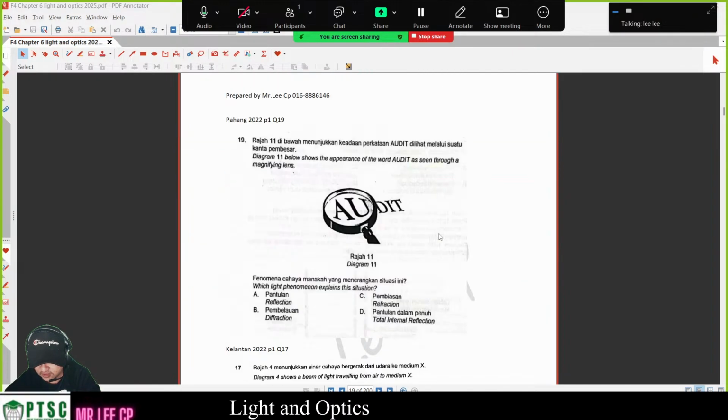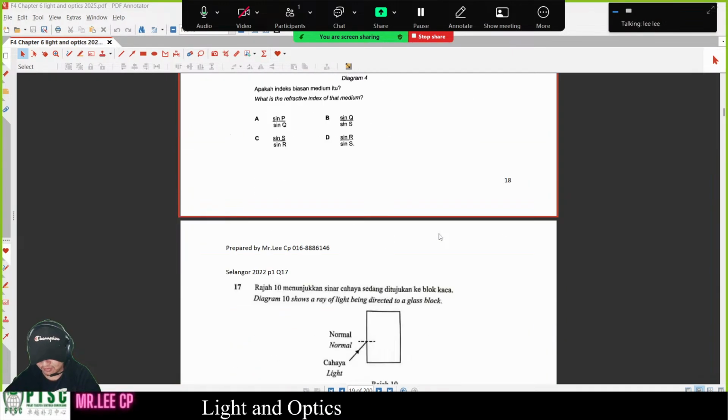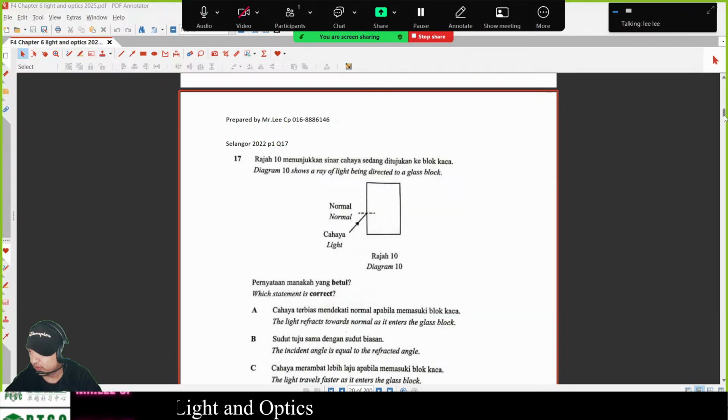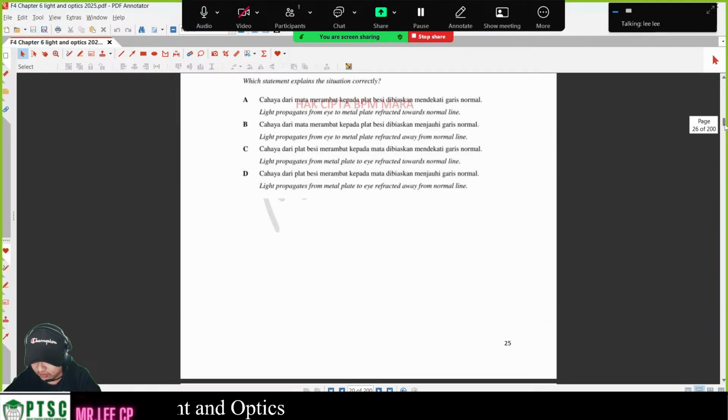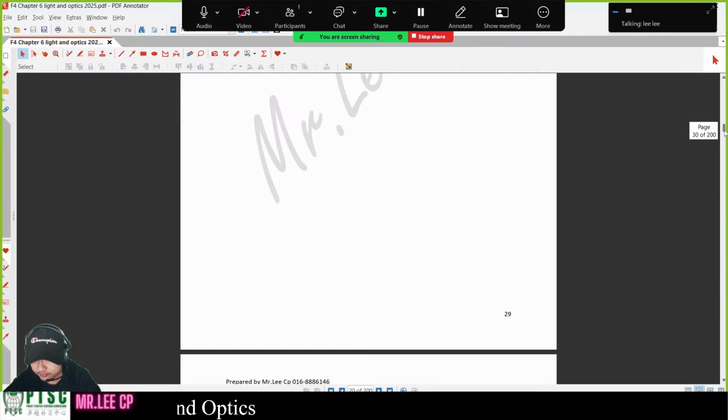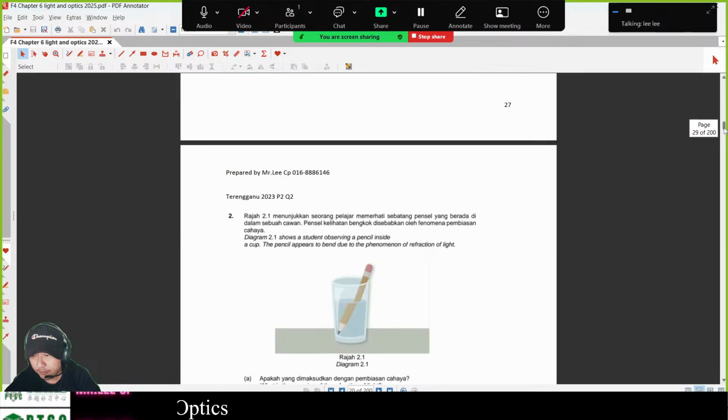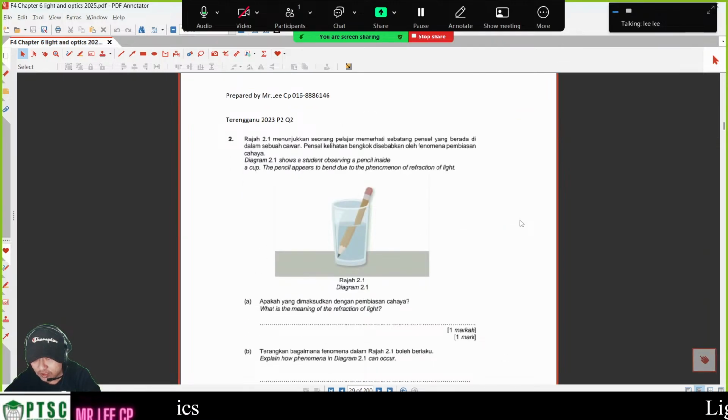This is all the exercises I have edited. We are not going to do it. If I do it, I will take a lot of time. Here, maybe we discuss some.